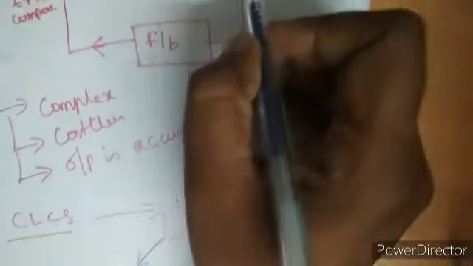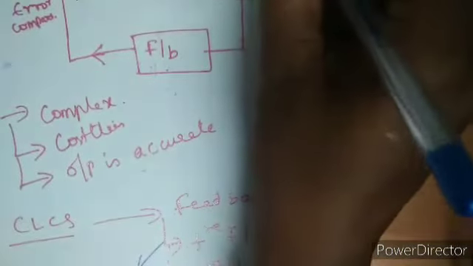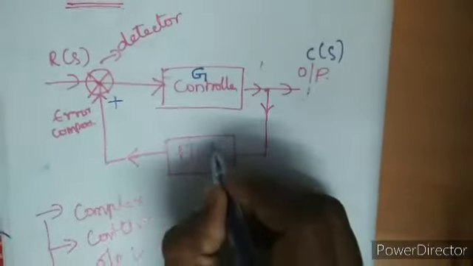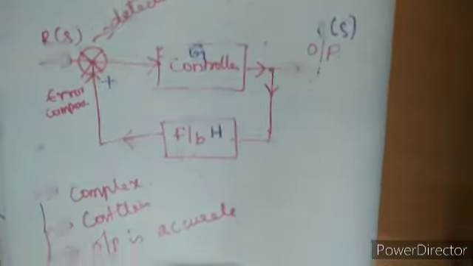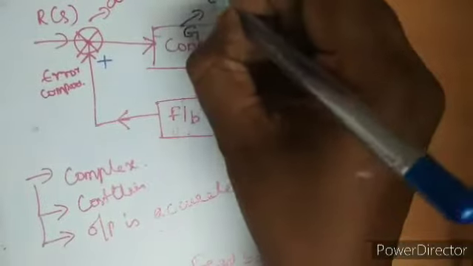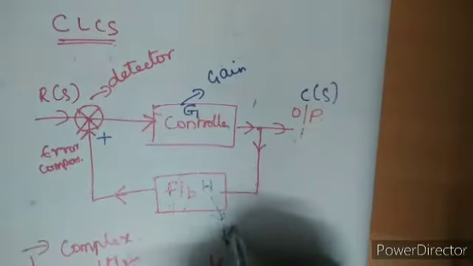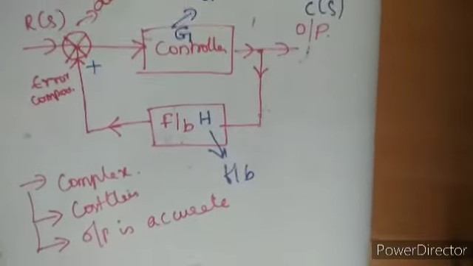At C of S what I have, this is my output. This is my C of S. Now at C of S what I have, I will call it as G and this I will call it as H. G is the gain of the system and H will indicate the feedback of the system.